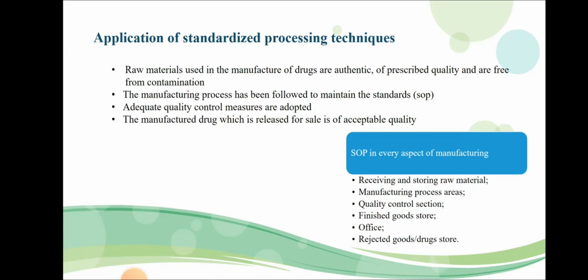You have to follow an SOP, standard operating procedure, while preparing a medicine in a pharmacy. GMP also ensures adequate quality control measures are adopted, and the manufactured drug which is released for sale is of acceptable quality. You have to follow the SOP in every aspect of manufacturing, from receiving and storing raw material, in the manufacturing process area, quality control section, finished goods store, office, and in the rejected drug store itself.